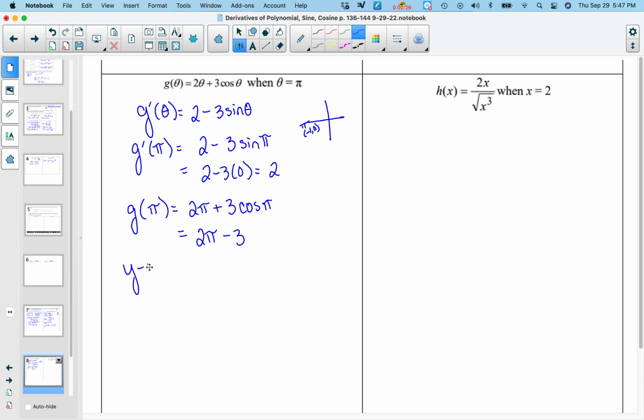So y minus y1 equals m times x minus x1. I've got all the pieces now. I'm going to have y minus 2 pi minus 3 equals the slope that we found, which was 2, times x minus the value, which was pi.